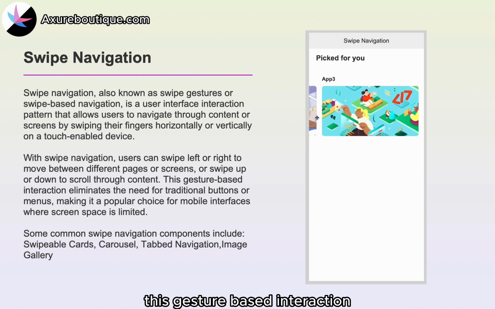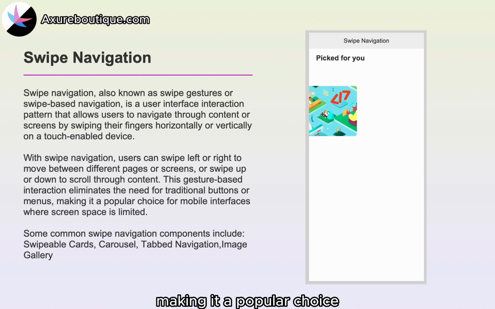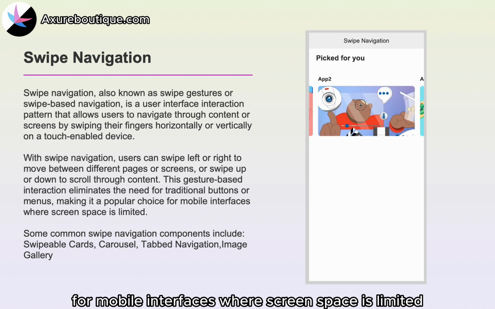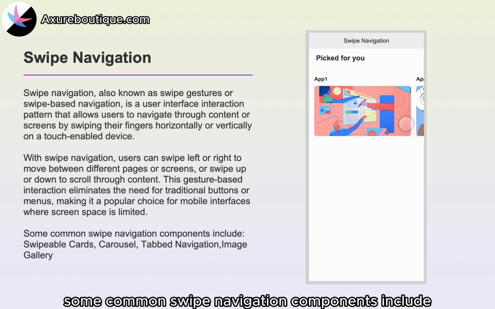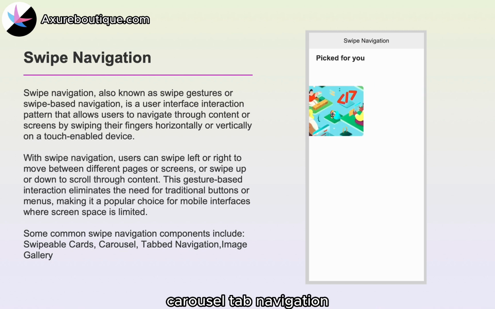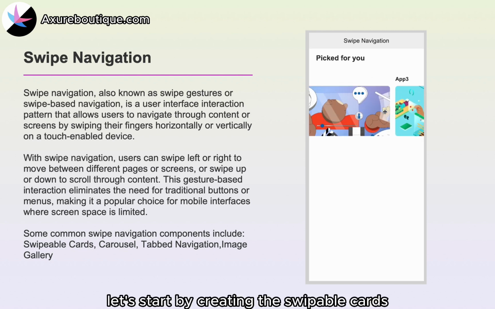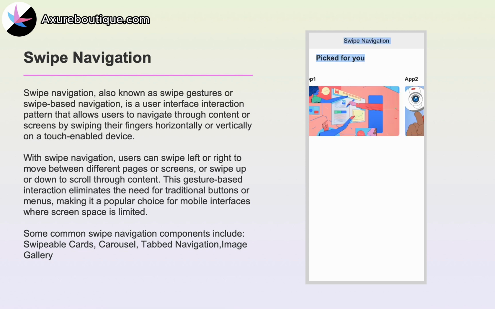This gesture-based interaction eliminates the need for traditional buttons or menus, making it a popular choice for mobile interfaces where screen space is limited. Some common swipe navigation components include swipeable cards, carousel, tab navigation, image gallery. Let's start by creating the swipeable cards.